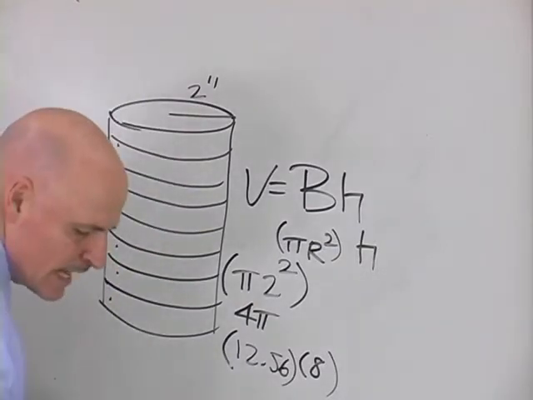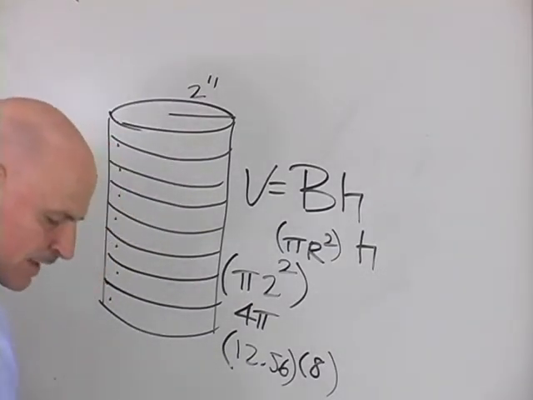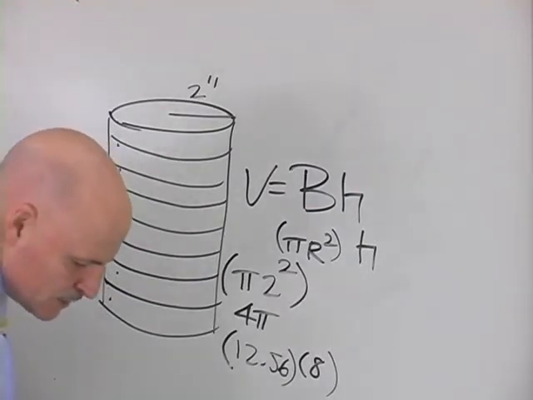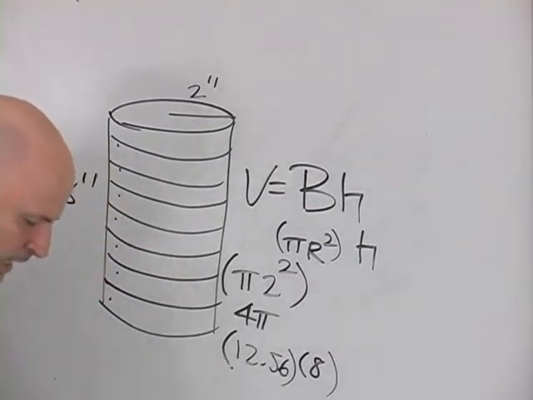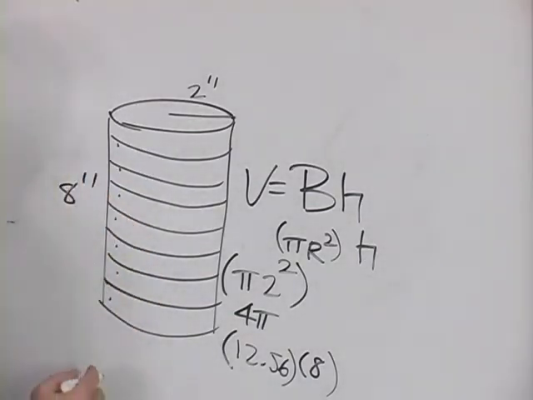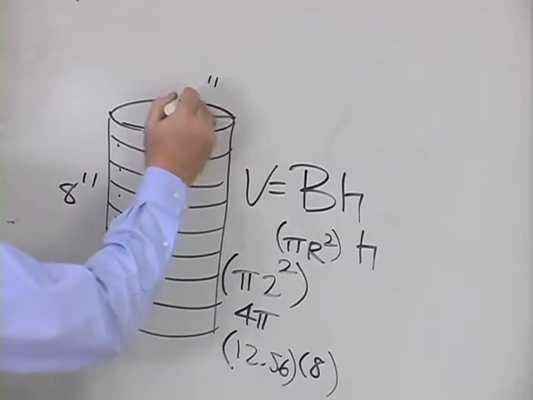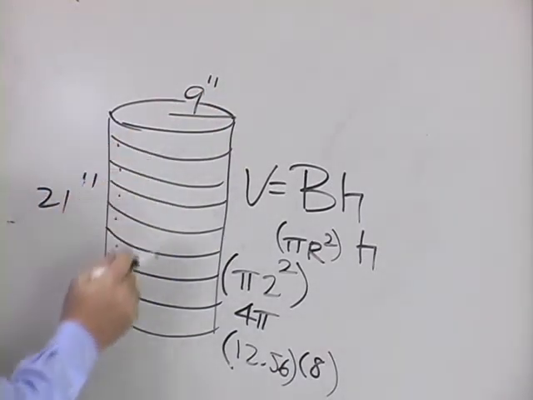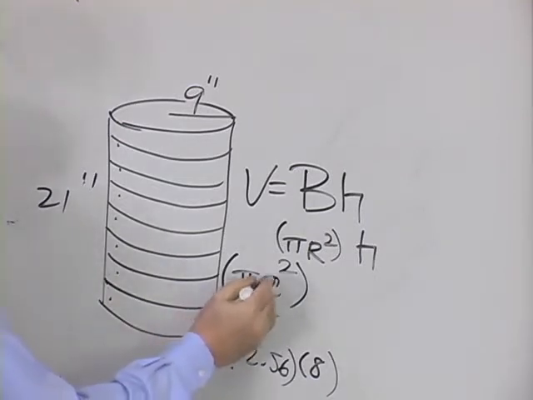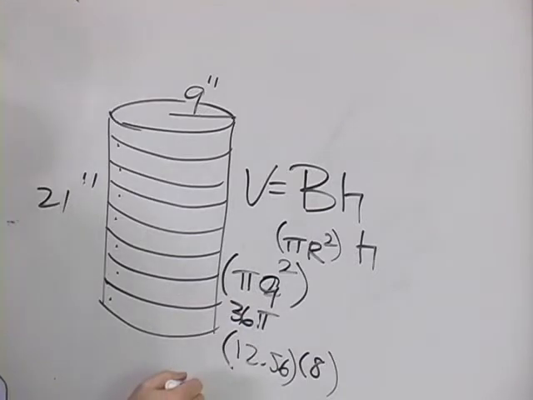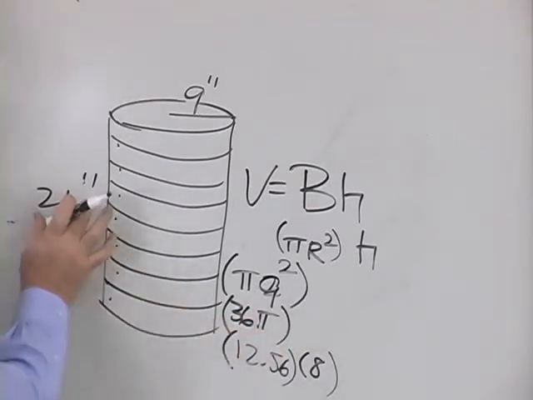Let me just do a couple more examples. The ones are in the book. Find the volume of the cylinder. It's 21 inches. And without my glasses, I'm going to say that that's, there it is, 9. So this one is 9, and this one is 21. So now we do pi r squared. R squared would be 9 squared. So it would be 36 pi times what?